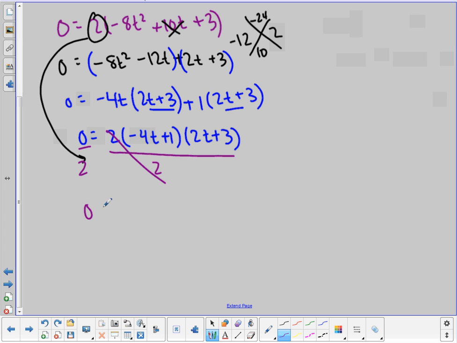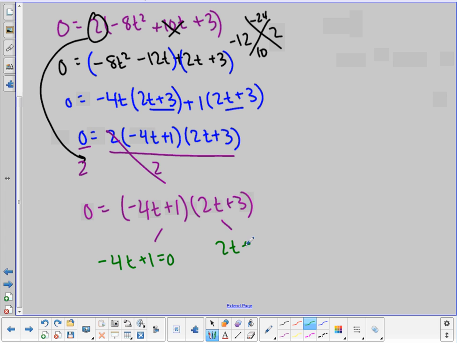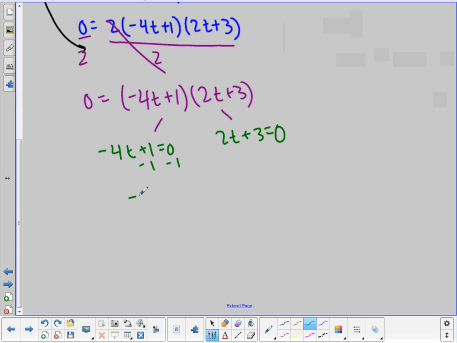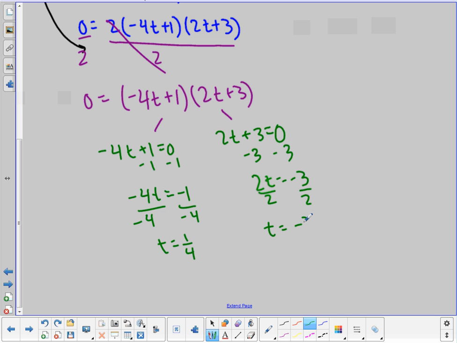So I really just am looking at the two factors in the middle that have the t's with them. Since that 2 out front didn't have a t, I don't need it. Okay, so set these each equal to 0 and solve. I end up with negative 4t plus 1 equals 0 and 2t plus 3 equals 0. Subtract your 1. I have negative 4t equals negative 1 and divide by negative 4. So I have t is equal to positive 1/4. Okay, over here, 2t is equal to negative 3, divide by 2, t is equal to negative 3/2.